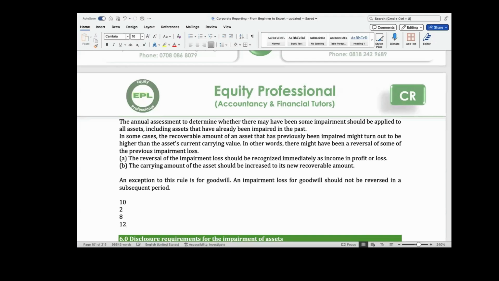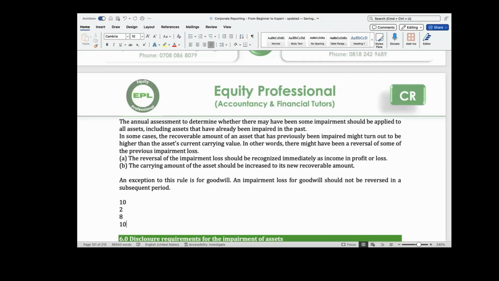That you can only reverse up to the point of 10. Up to 10. It cannot go up to 12. Because we don't expect the value of your asset to go up beyond its original value before impairment. So your asset impaired from 10 to 8. You're not saying it has gone up to 12. No, you cannot go more than 10. So when you are reversing impairment loss, you only reverse back to its original value before the original impairment.